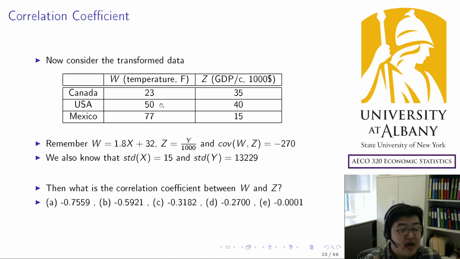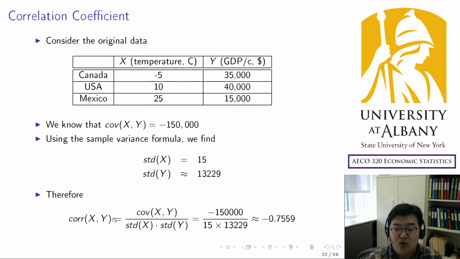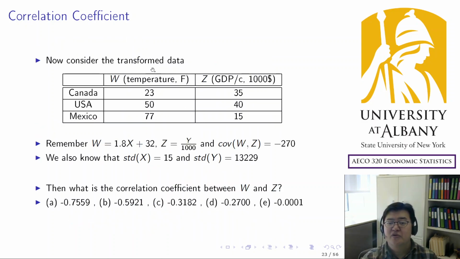Okay, so the answer: the algebra must be tedious, so it will take time. So if you have not finished yet, please stop the video. The answer is A. First, because we know that the correlation coefficient should not change when you linearly transform the random variables. So the original correlation coefficient must be the same even after the transformation from Celsius to Fahrenheit and from dollar to $1,000. Both are linear, so there should be no difference.